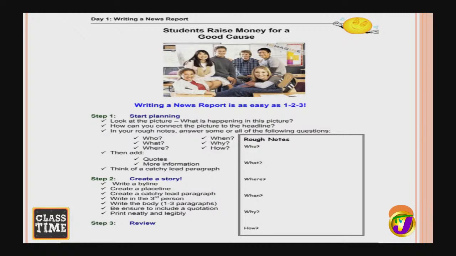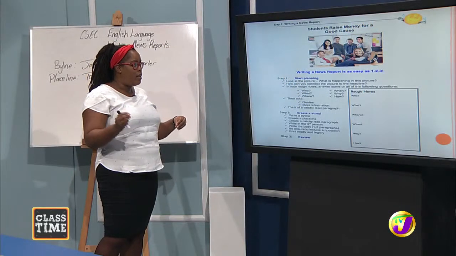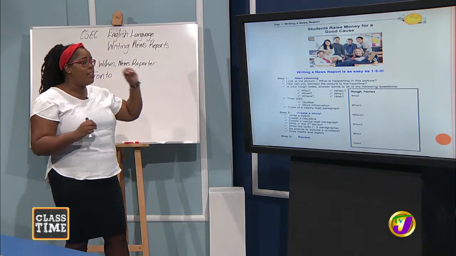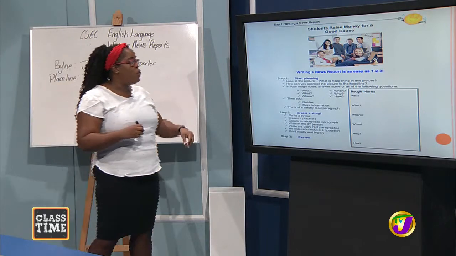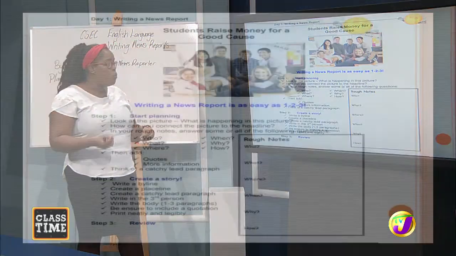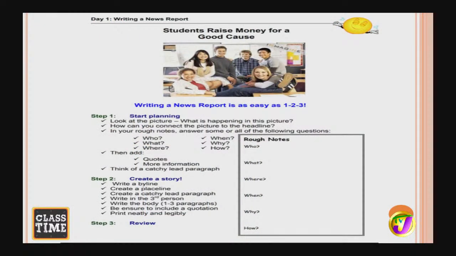All right. Step 1, start planning. Look at the picture. What is happening in this picture? How can you connect the picture to the headline? In your rough notes, answer some or all of the following questions. Who, what, where, when, why, how. Then add quotes, more information. Think of a catchy lead paragraph.